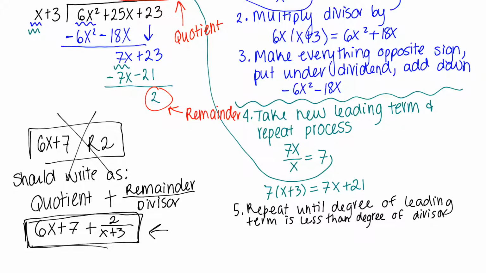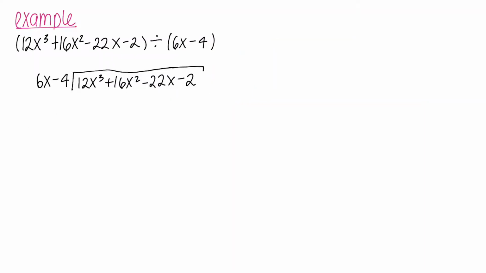So let's go ahead and do some more examples. Here we have another problem that I've already set up so that we don't spend time setting it up. I have my divisor on the outside, my dividend on the inside, and I'm going to start the process that I did before. So I'm taking this leading term and dividing it by the leading term of my divisor. So 12x cubed divided by 6x gives me 2x squared, which I then put on top here.